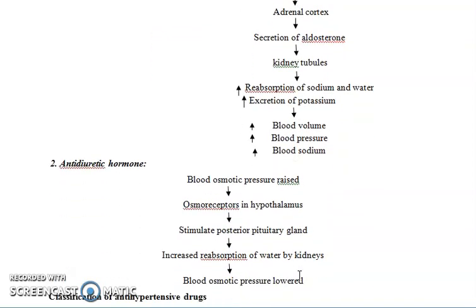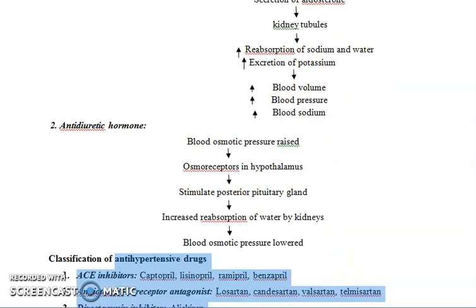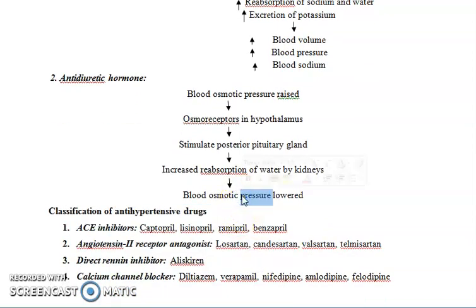The condition here is when the blood osmotic pressure is raised. This condition is identified by osmoreceptors that are present in the hypothalamus, and they stimulate the posterior pituitary gland, which secretes antidiuretic hormone. This antidiuretic hormone will cause increased reabsorption of water by the kidneys. So finally, the blood osmotic pressure will be lowered.